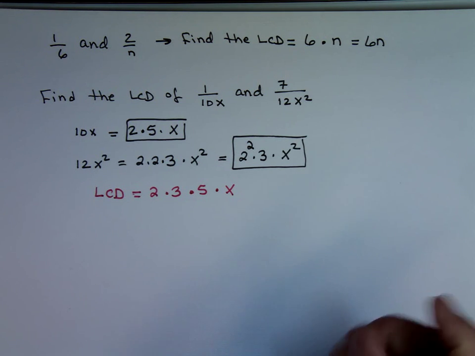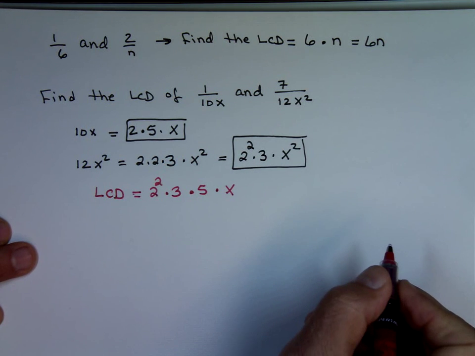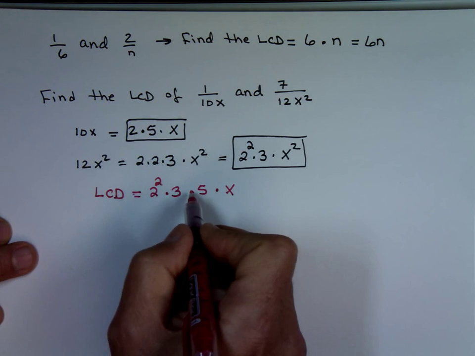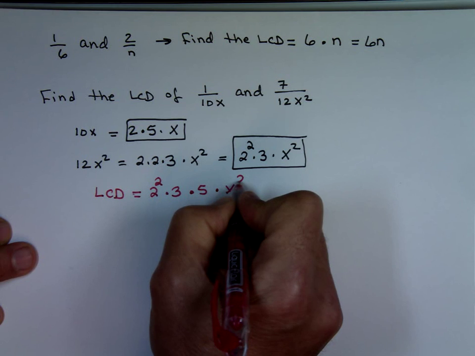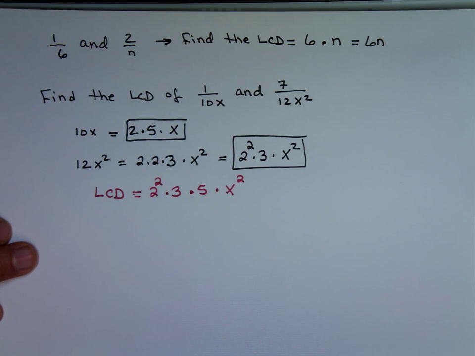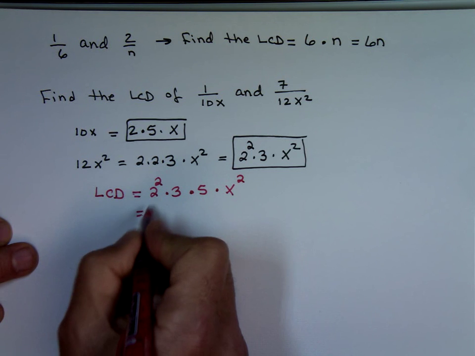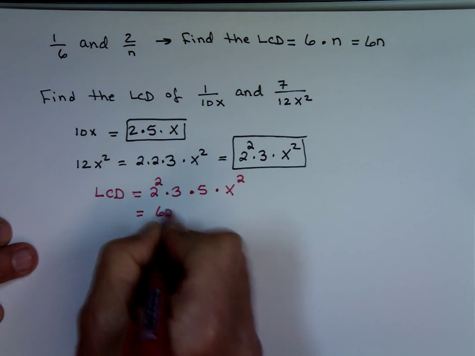The highest power of 2 is 2. The highest power of 3 is 1. The highest power of 5 is 1. The highest power of x is 2. 2 squared is 4. 4 times 3 is 12. 12 times 5, that's 60x squared.